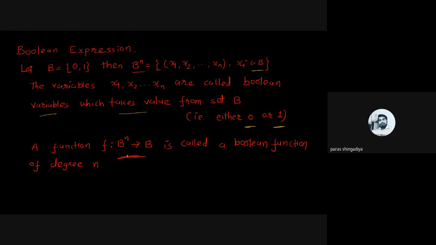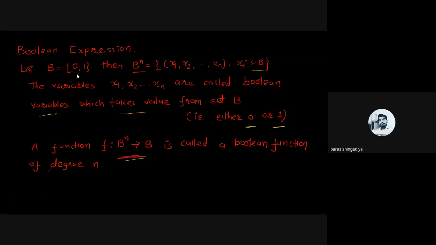And now we consider one function f from B raised to n to B, called a Boolean function of degree n. B raised to n means this is the input set here, x1, x2 up to xn, and we get the output in B, meaning the output will be either 0 or 1.